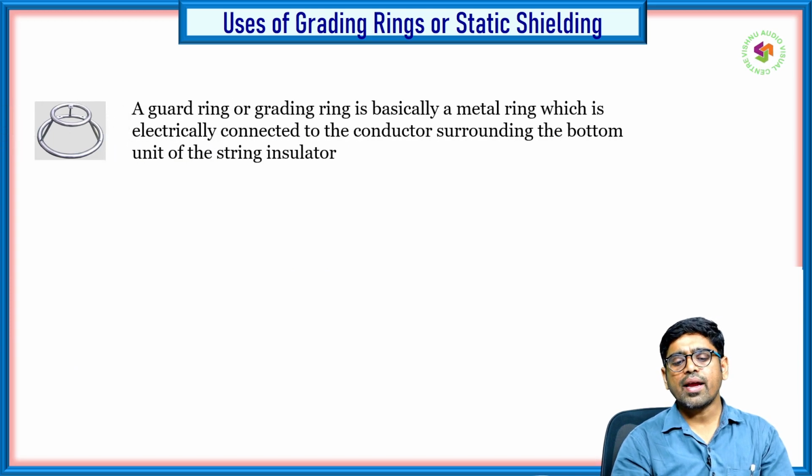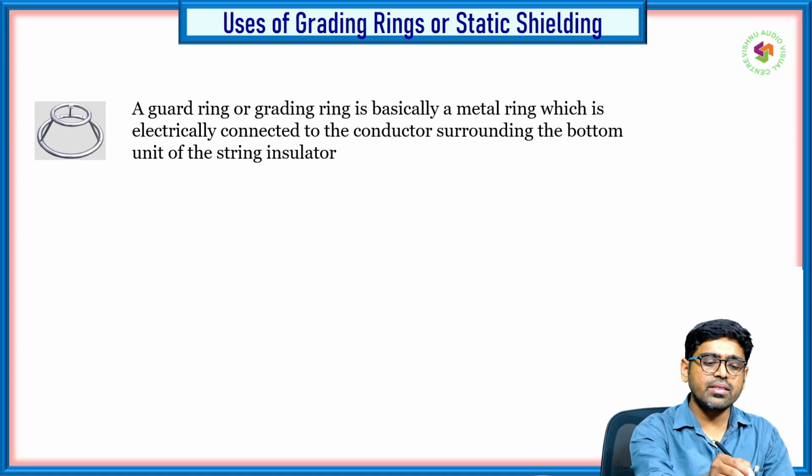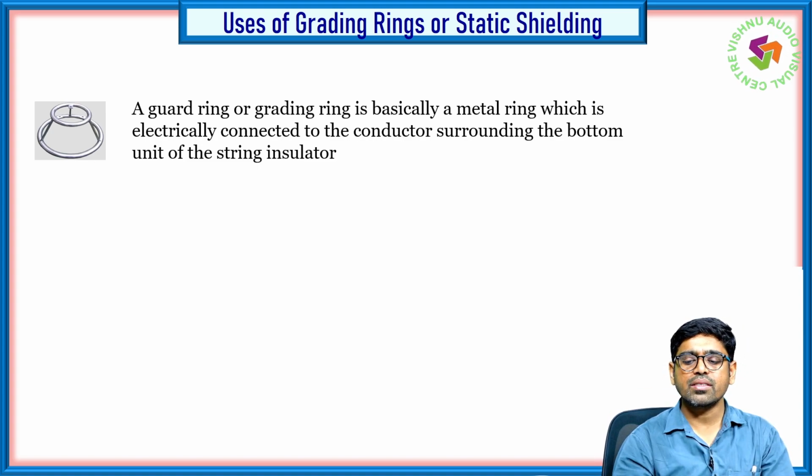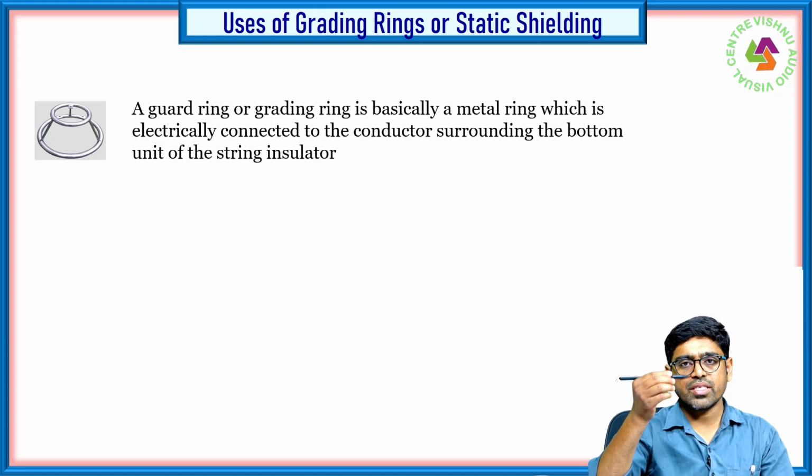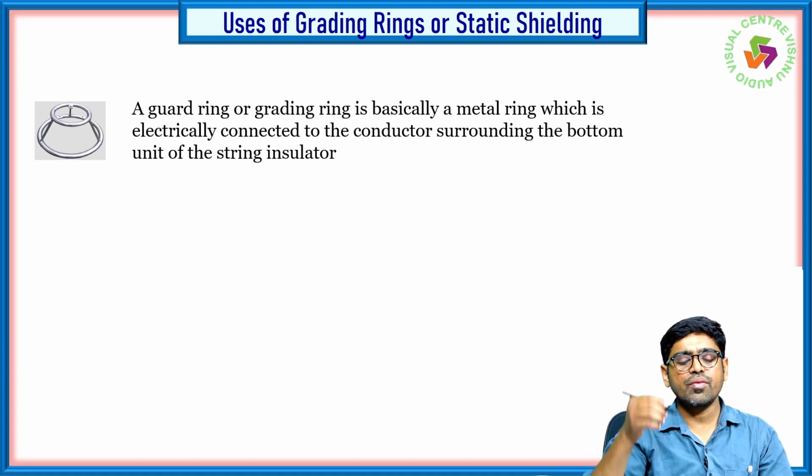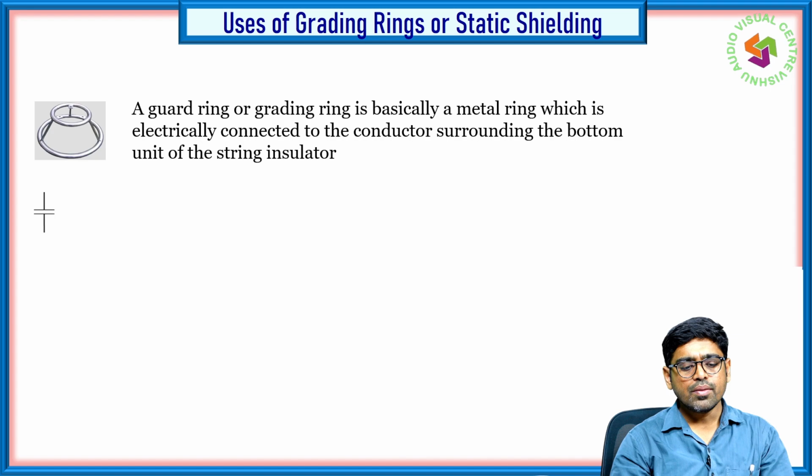Next, another method we have is the use of a grading ring or static shielding method. A guard ring is basically a metal ring which is electrically connected to the conductor, surrounding the bottom unit of the string insulator. So there is a metal ring like this, which is connected at the bottom of the string insulator. At the bottom of the string insulator we can connect this particular ring.